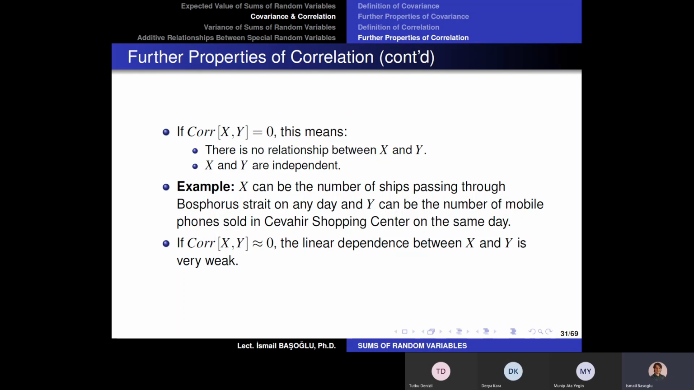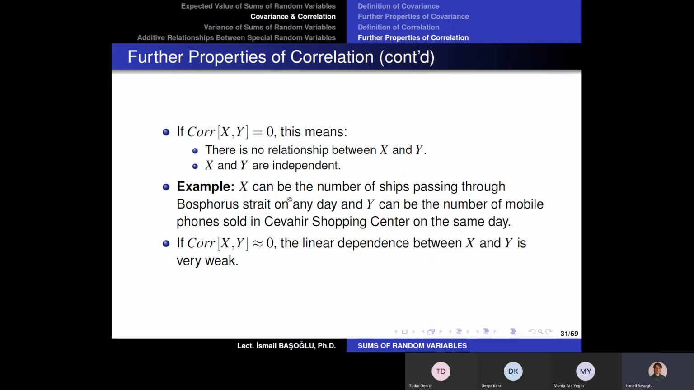Actually, we have defined independence as linear independence. So in this class, when we say independent, this means they are linearly independent. Okay? So there are also non-linear dependent structures as well, but I do not want to confuse you with that. So you see, if the correlation is equal to 0, this means these two random variables are independent. There is not a linear relationship between X and Y.